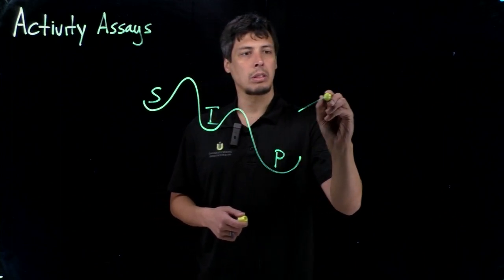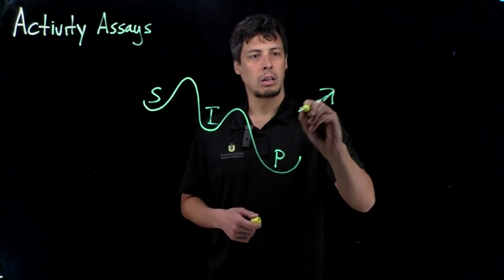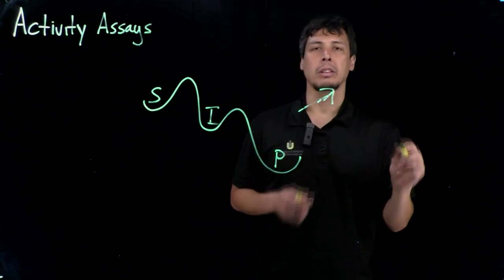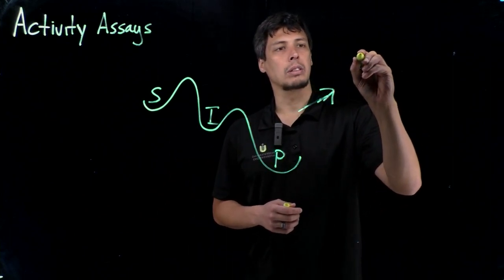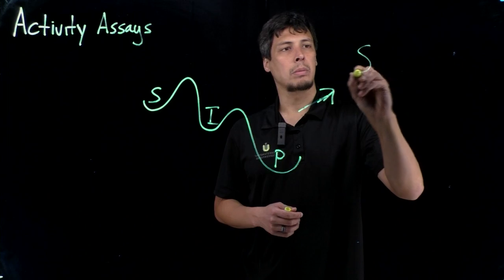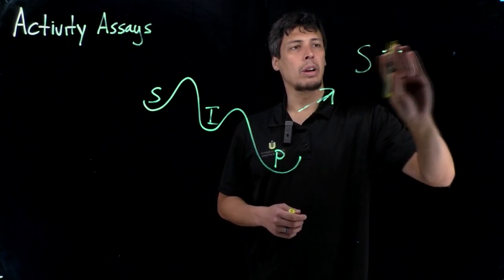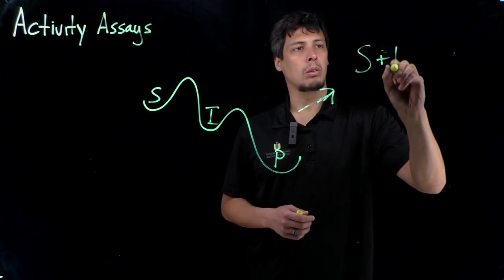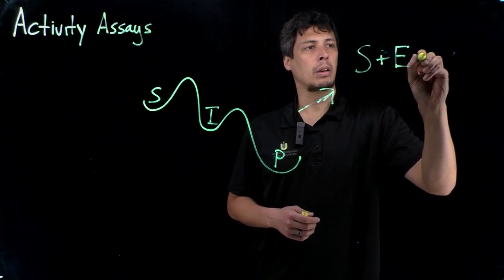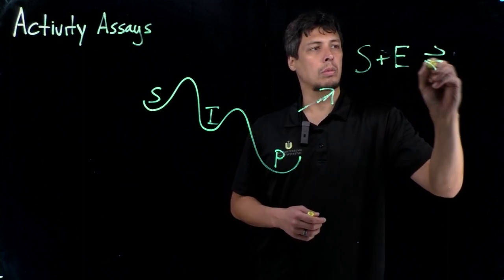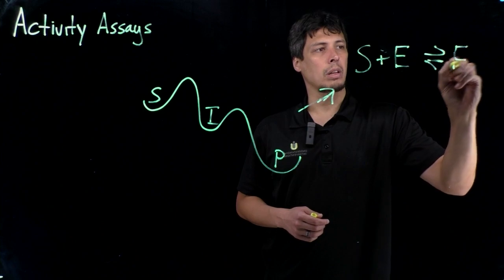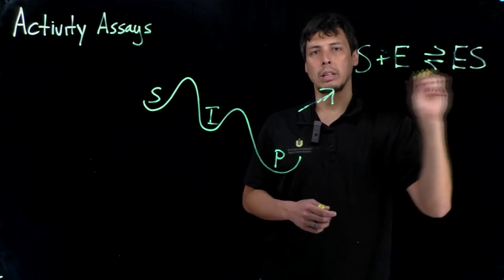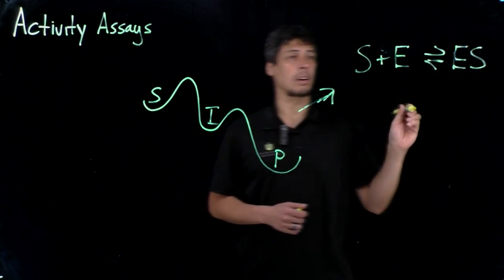And that turns into some sort of depiction of what the catalytic cycle is for an enzyme, such as it starts from substrate and it reacts with enzyme or binds to the enzyme to form some sort of enzyme substrate complex, which we'll denote as ES, and we'll see again very soon.